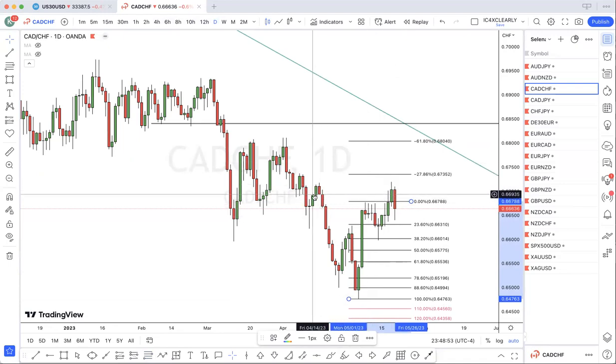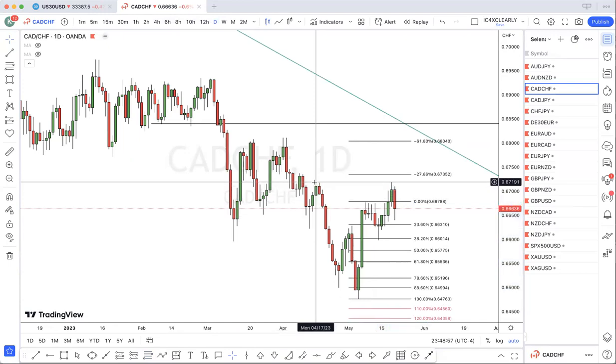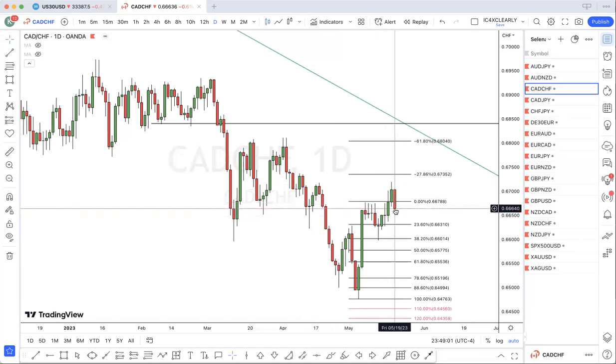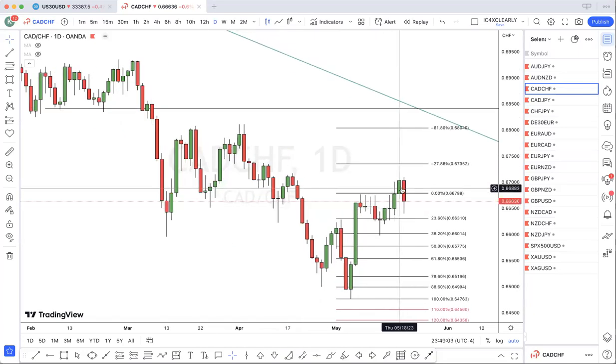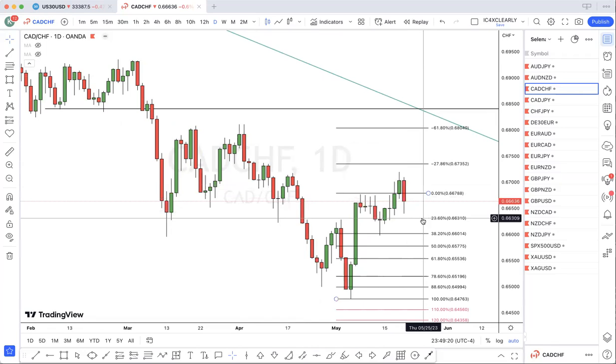It came to fill this imbalance. It went past this high. You currently have a bearish order block on the daily. So I would definitely wait for a bullish order block on the daily before getting in, either on the daily or, once it pulls back, maybe the 4-hour.